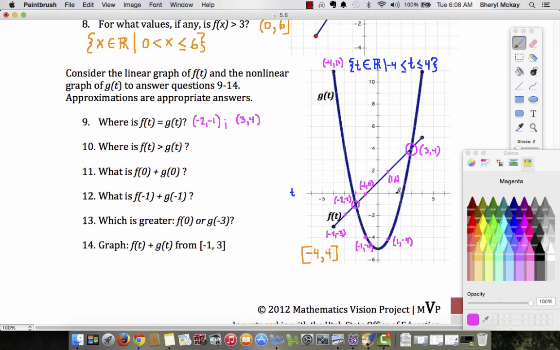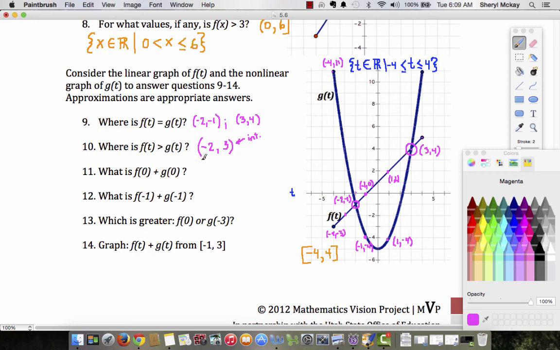So where is f of t greater than g of t? Well, we'll write it in interval notation. We'll say -2 to 3, and it's not going to include them because at -2, they're both equal. So remember, this is a point. This is not a point. This is interval notation.